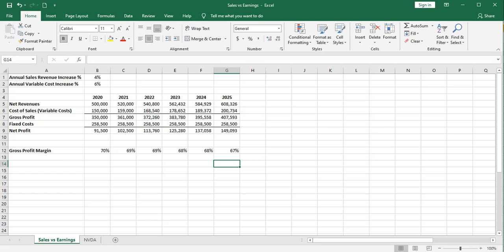A lot of managers think of this in terms of how soon during my fiscal year do I generate enough gross profit to cover my fixed costs. And for this company in 2020, it took the better part of a year to generate enough gross profit to cover this 258.5 in fixed costs. So there's a little bit of profit left over. But even in the final year, you've got 407 here. It takes probably around 8-9 months of the year to generate 258 in gross profit before you get to this gravy here. And we've got some gross profit margin erosion going on.